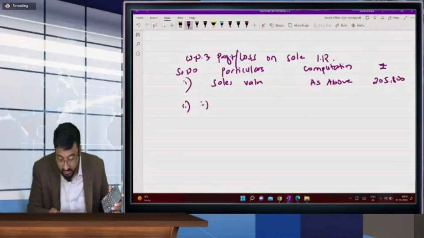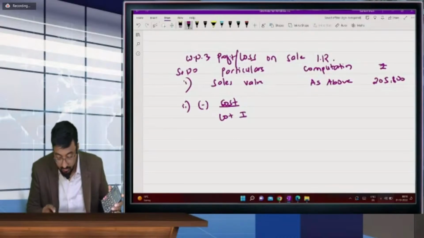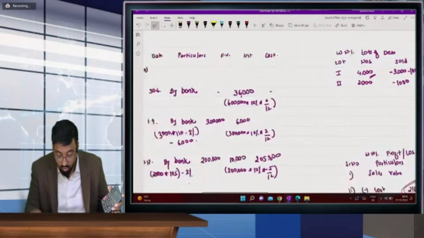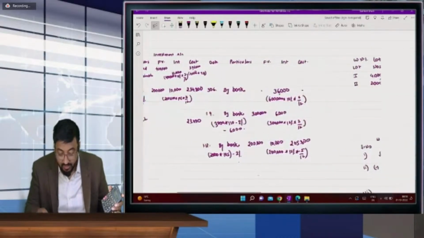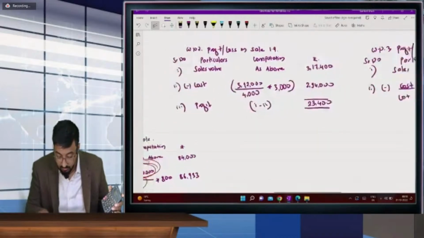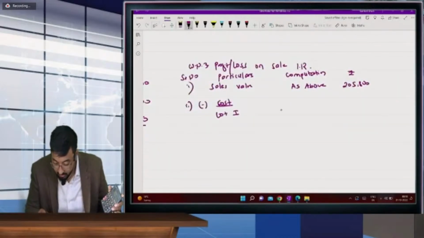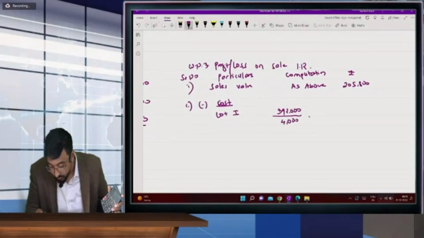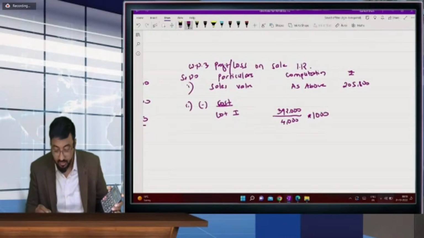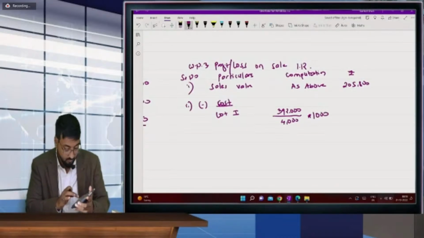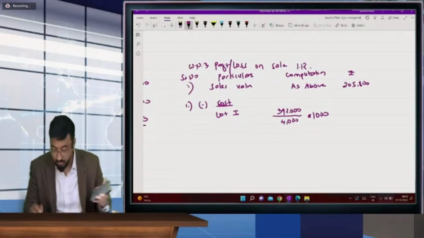And now very important calculation. Item 2, less cost. Cost of lot 1, cost 3,92,000 of lot 1. 3,92,000 for 4,000. So for 1,000, how much? 98,000.